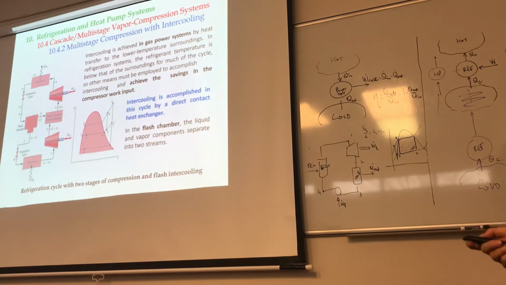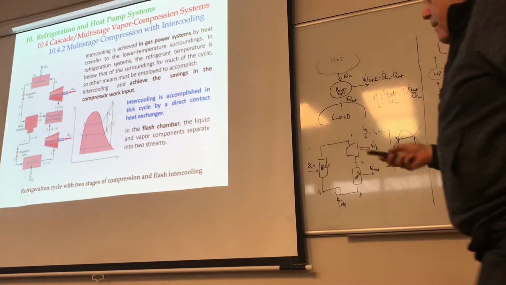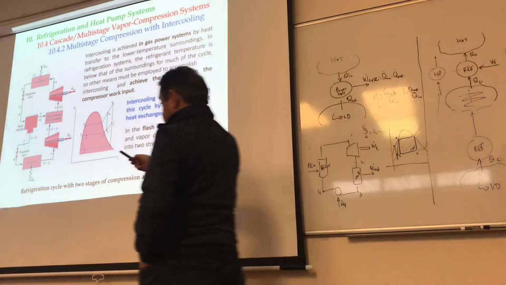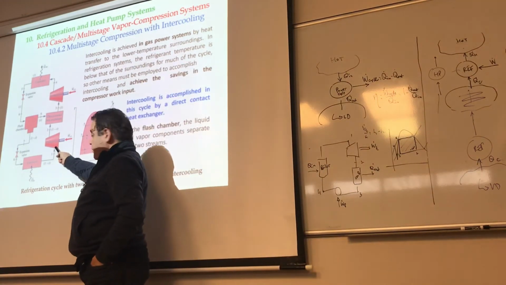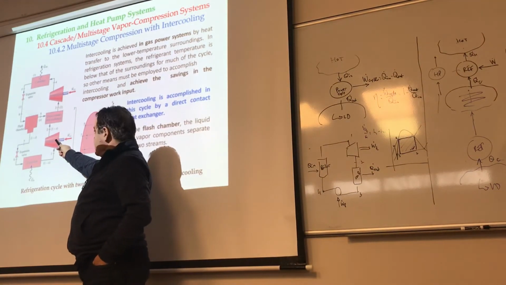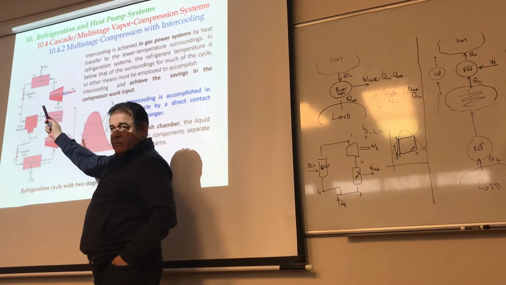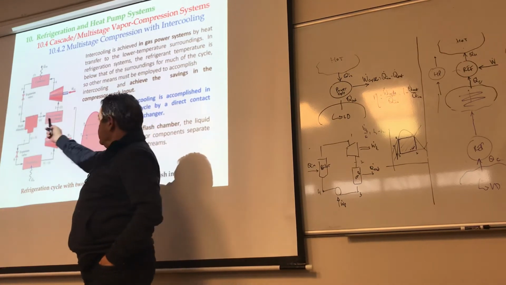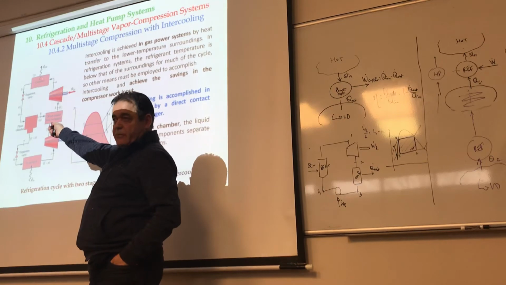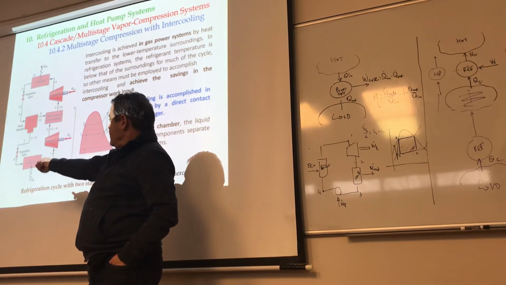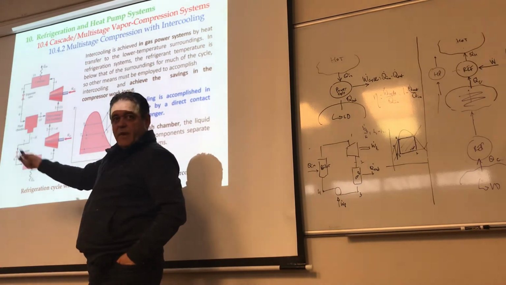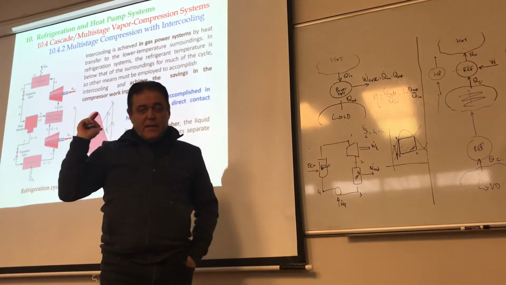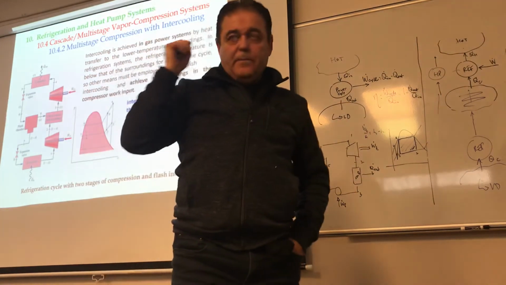Because initially, what did we have? We had just the evaporator, the compressor. And from the compressor, we went directly to where? Just to the condenser, right? And then to the expansion valve and then to the evaporator. We had 4 components, right? And we've got many more in here.